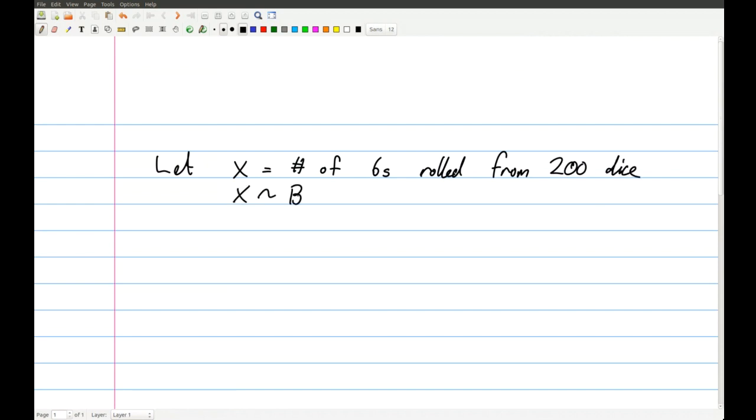Then X has the binomial distribution, 200 experiments, probability of success 1/6. Now we want to know the probability that X is greater than or equal to 20. No, how many dice do I need to snatch victory? 40 out of 200. I need 40 sixes. So what is the probability that X is bigger than or equal to 40?